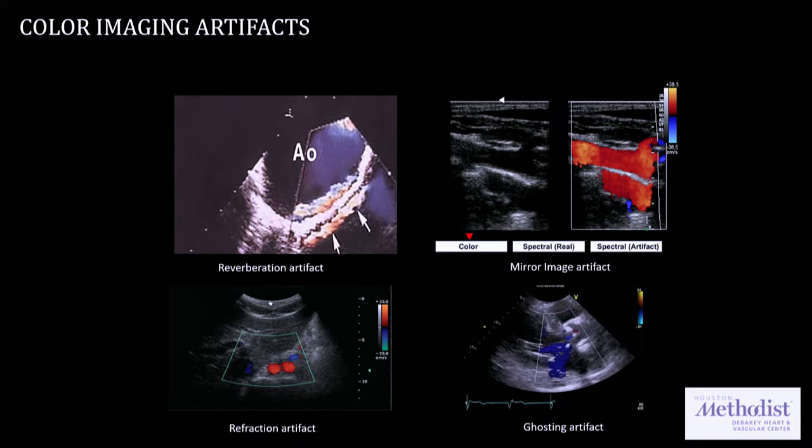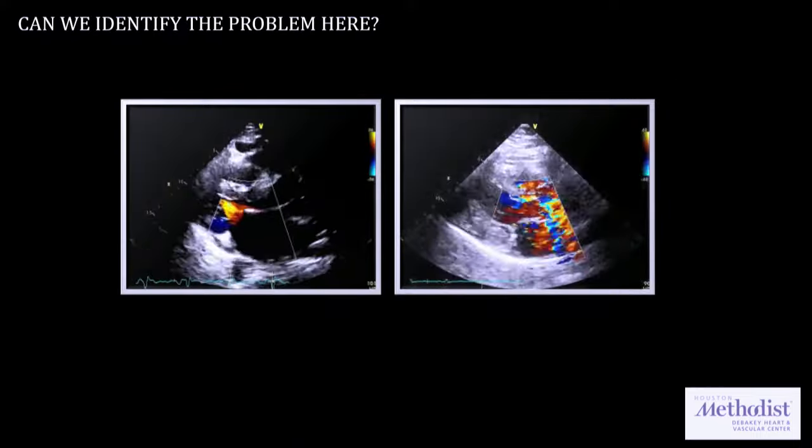And finally, I'm sure we've all seen this. This is when you have a very thickened and calcified aortic valve, right? It causes that puff of multiple colors, which is basically a ghosting artifact.